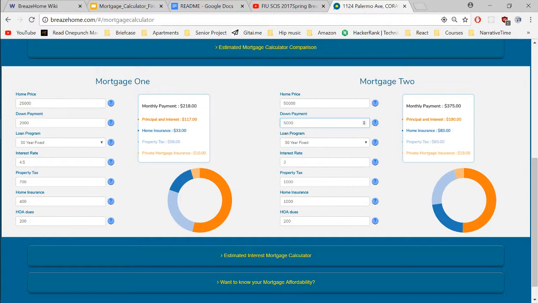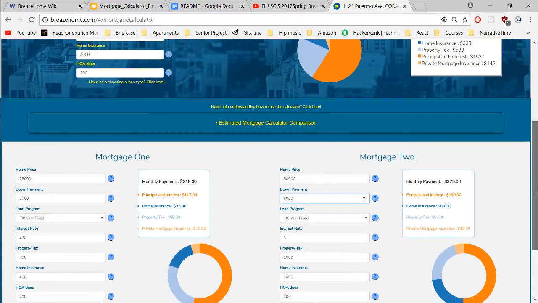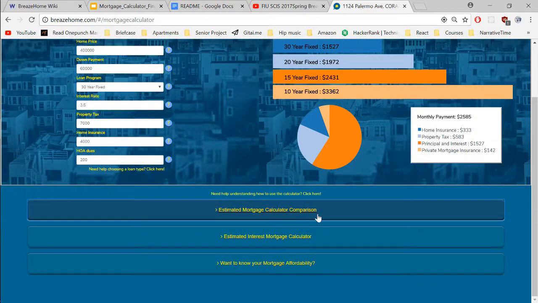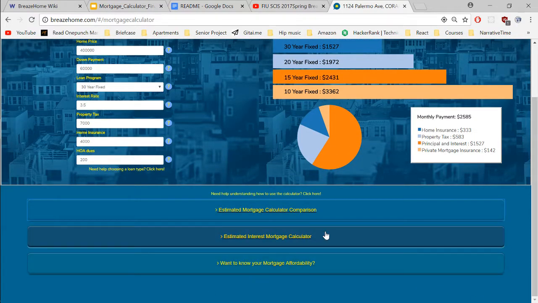Maybe they don't have to pay that much for taxes or insurance. Maybe the interest for one mortgage is much lower than the other. And notice how this uses a donut chart instead of our main tool's pie chart. It's still the same pie chart element, just with a different inner radius. So that's our estimated mortgage calculator comparison tool.